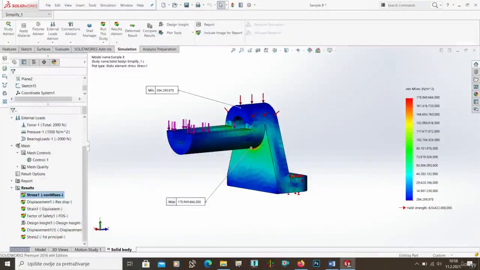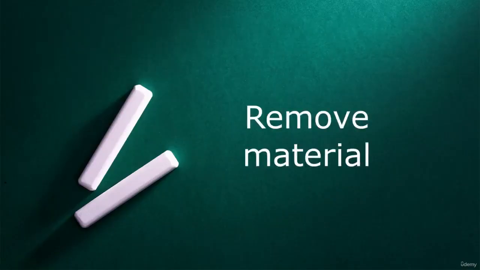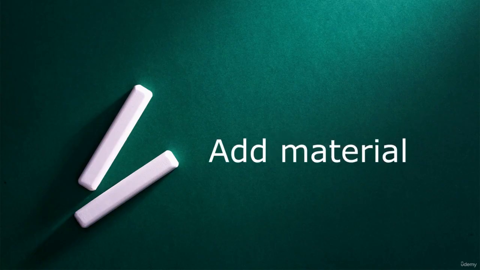And then we're going to get some results: stress, displacement, strain, factor of safety, and so on. Based on those results, we'll have to decide if our model is overbuilt. If it's overbuilt, we will have to remove some material, and we can save some material and save some money. If our model is too weak, then we have to add some material, otherwise our model will break.